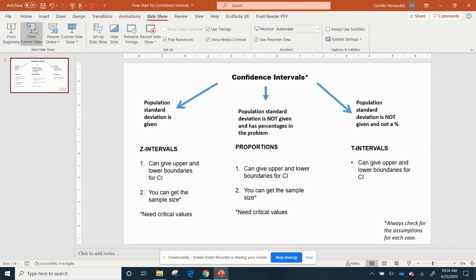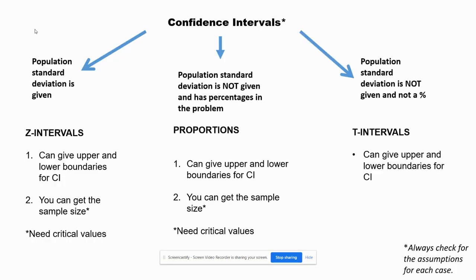So I'm just going to do a quick slide to show you breaking down confidence intervals. So we talked about three. Okay, so think about when you have an average or a mean that's given to you. And then the most important thing about that is, did you get a population standard deviation? Did you not? So Z intervals are when you have a population standard deviation, you don't have percentages.